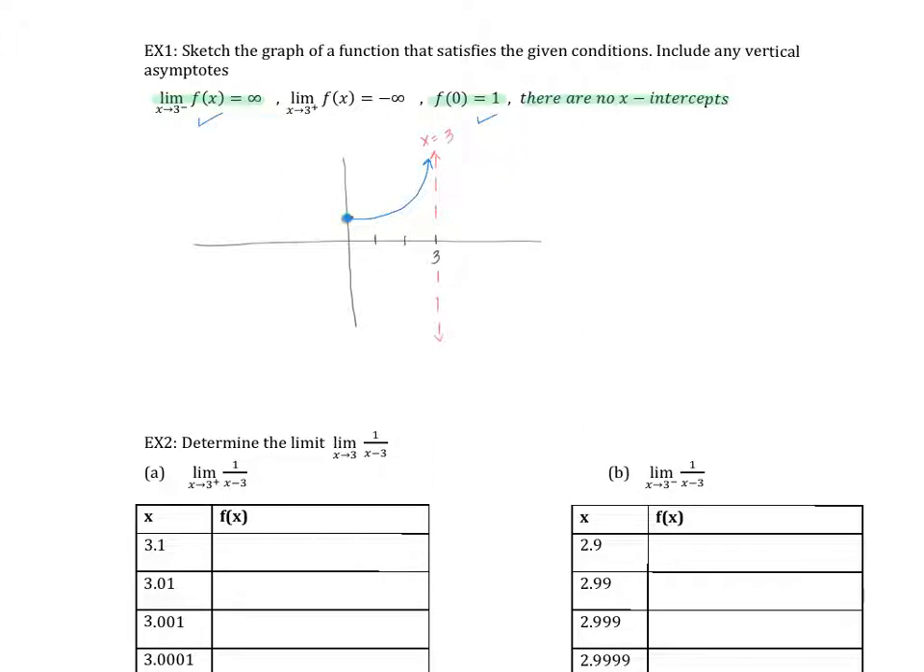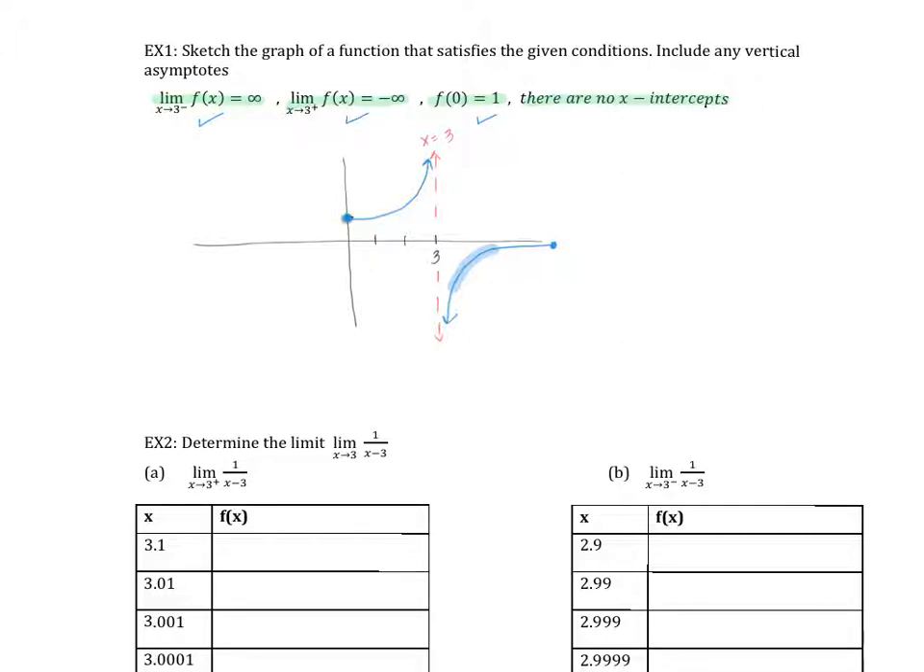I have the limit as I approach 3 from the right, the limit's going to be negative infinity. So I'm going to come in and approach 3 from the right, and I'm going to go down to negative infinity. I could keep having the function go off in the other direction, but I have to be careful because there are no x-intercepts. I don't want to cross over the x-axis. But I can always just have it start at some random point.